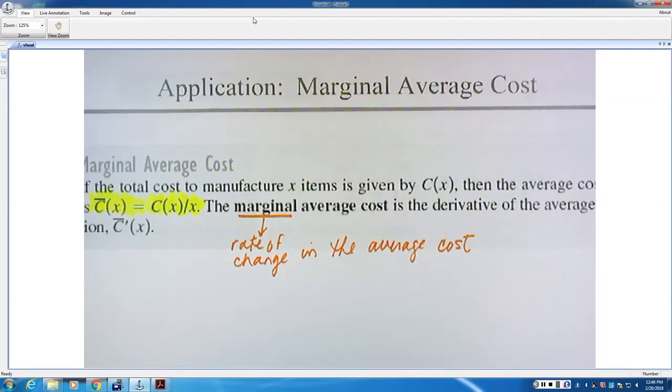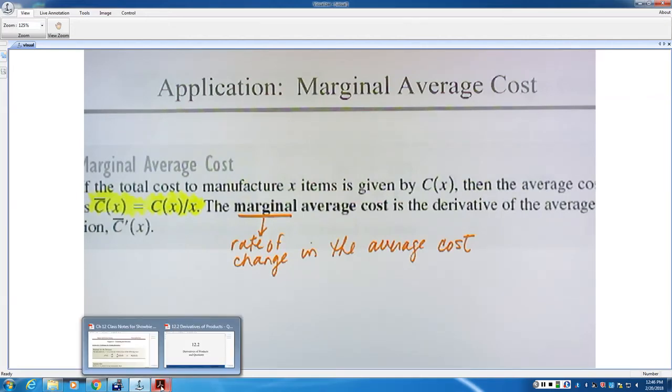What page is that? It should be the next one, the very next page after the example we just did. I got this one called blanks on it.